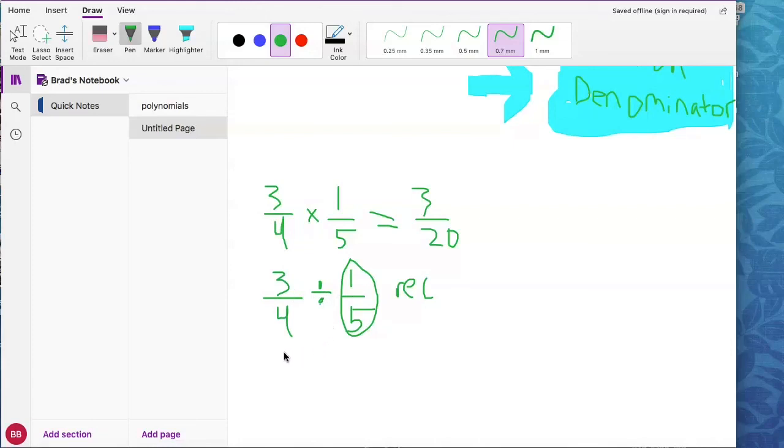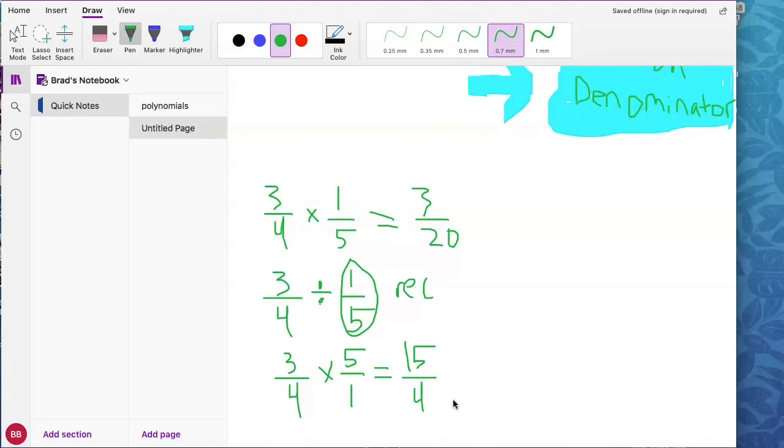So all that ends up happening is that you have 3 out of 4 times 5 out of 1, right? And then you're just doing what you did just a second ago up at the top, and then you're just going to multiply these together. Multiply the two numerators together. 3 times 5 is 15. And the two denominators together. 4 times 1 is 4. We end up with 15/4 for our answer.